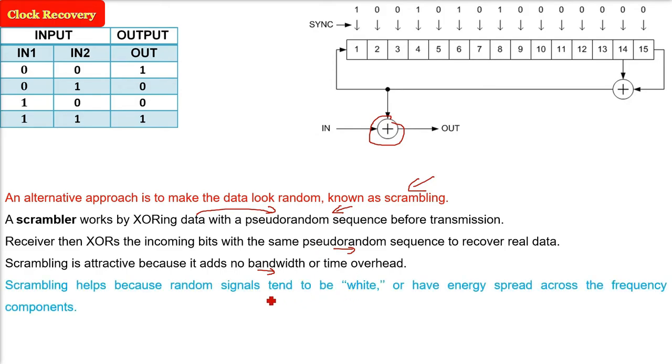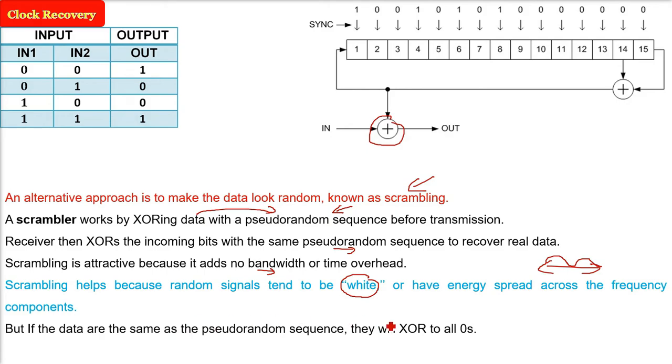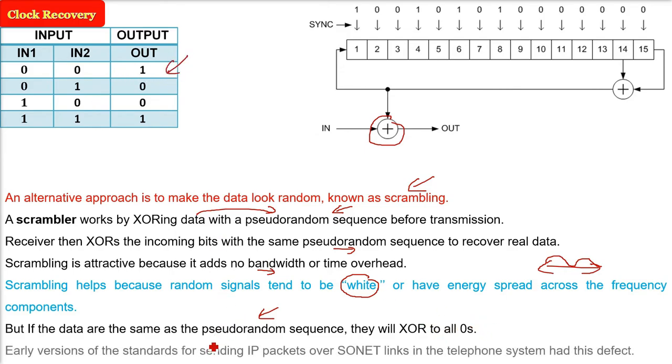One more thing in scrambling is it helps. Why? Because random signals tend to be wide. What does wide mean? These signals have energy spread across the frequency components. That is why we call it wide. But if the data is the same as the pseudo-random sequence, the XOR operation will give you all zeros. This also we have to see.